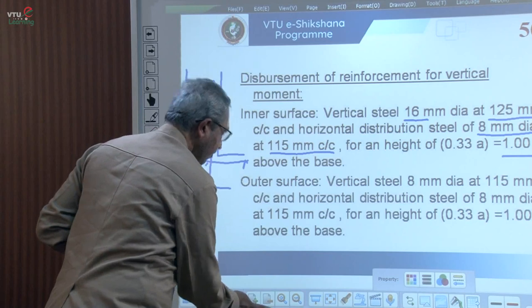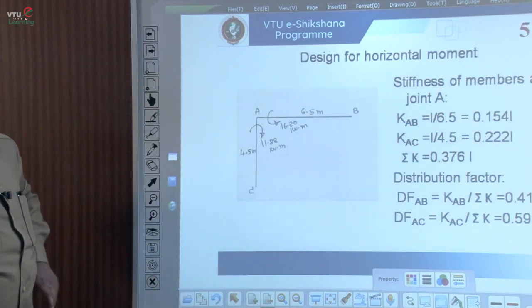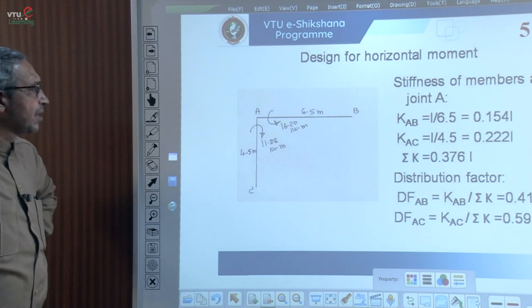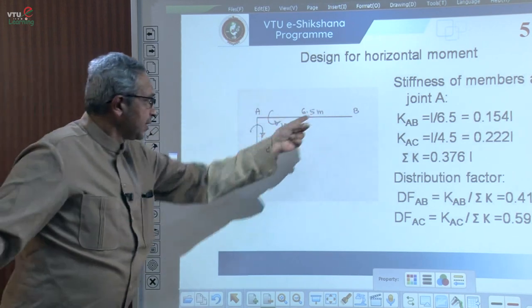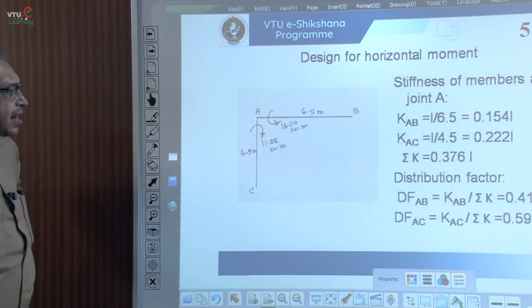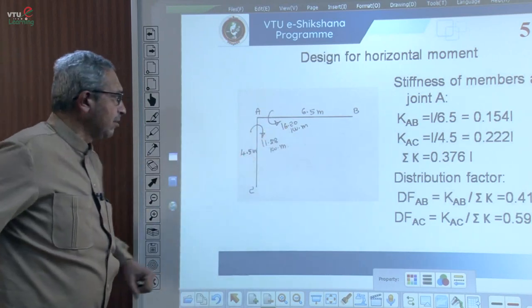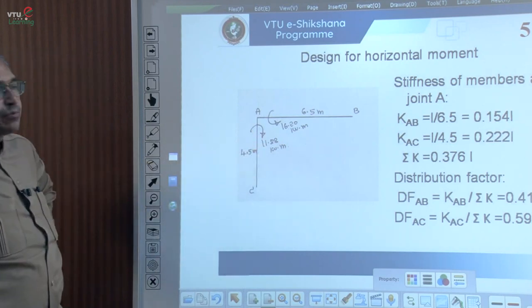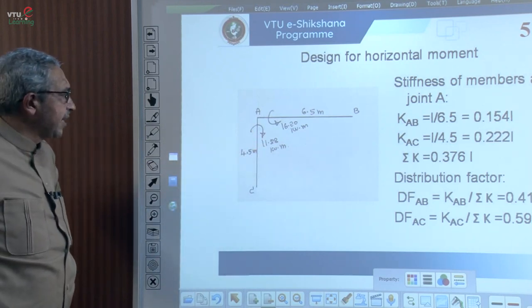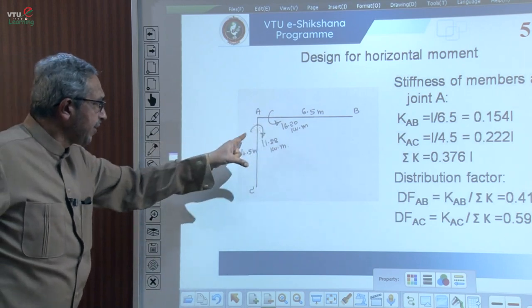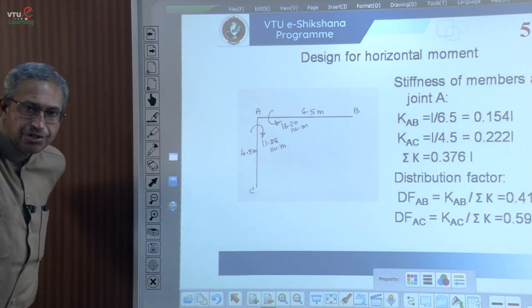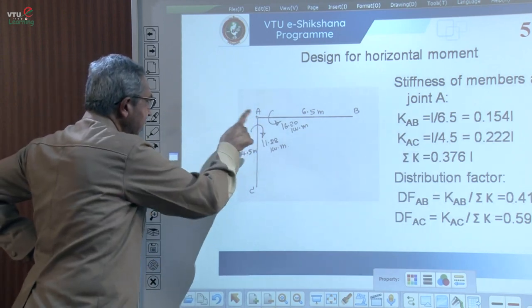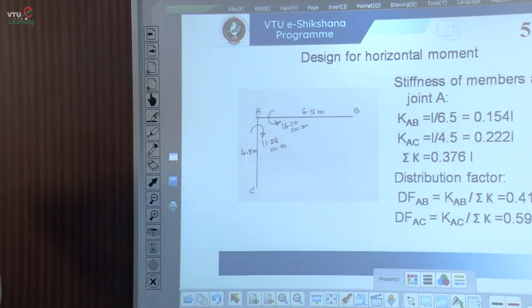Next is design for horizontal movement. For the long wall, the maximum horizontal movement calculated is 16.22 kN meter, and for the short wall, the maximum horizontal movement obtained was 11.88 kN meter. These two movements are acting at the joint as shown. This is a rigid joint. Joint A is a rigid joint.